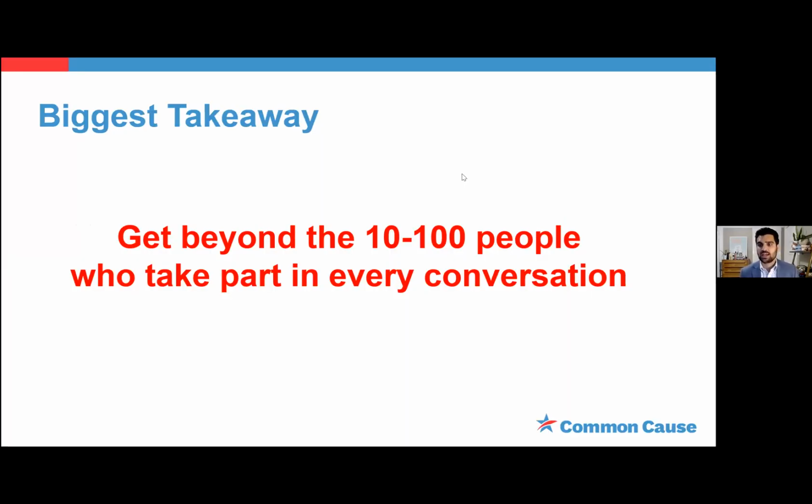First, the main takeaway of everything I'm going to share is you have to get beyond the same 10 to 100 people who seem to take part in every single conversation your city or your county has. We all know these people. They are at every city council meeting, they're at every planning commission meeting, they're at every single charter commission meeting, or whatever the case may be. Depending on the size of your city, it might be 5 people, 15 people, or 100 people. And you need to get the news of redistricting well past those folks so that all corners of the community are participating and making their voices heard.